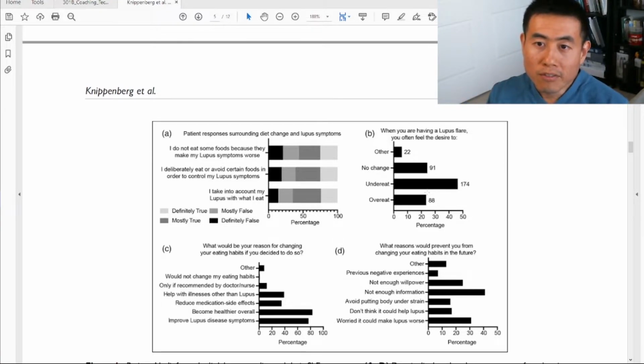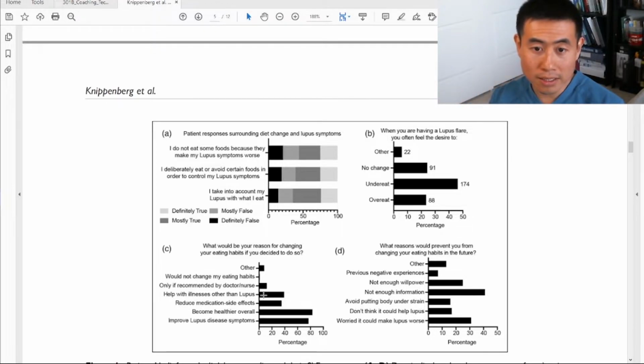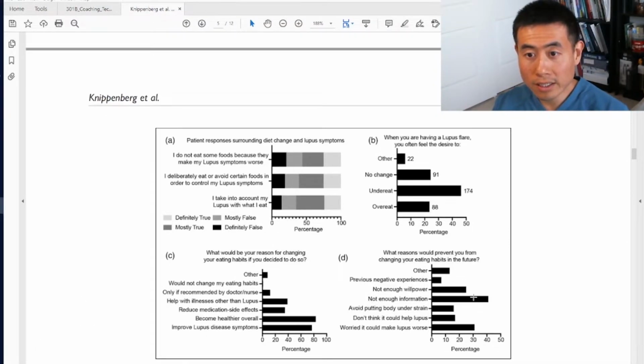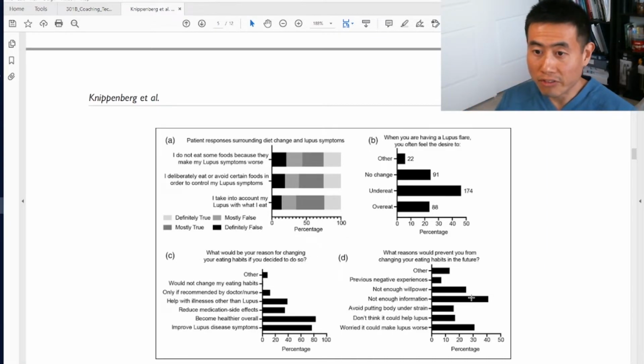For example, when you're having a lupus flare, you often feel a desire to, most people said they want to undereat, some said they want to overeat, and some of them also said no change. And what would be a reason for you to change your eating habits? Most of them said they want to become healthier overall or improve the disease activity in lupus. And what is another reason that would prevent the patients from changing their eating habits? Most of them answered not enough information.